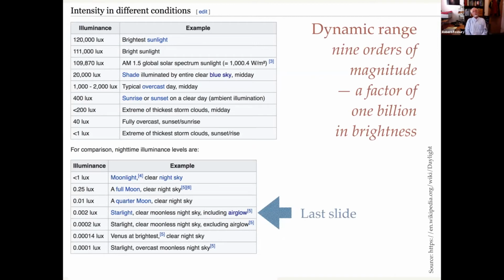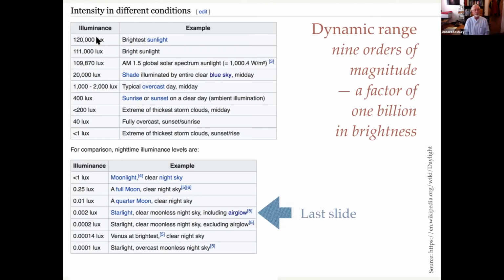The other thing we have to remember about daylight and nightlight is there's a huge dynamic range. There's a huge range in brightness from the brightest sunlit scene that we see, 120,000 of these units here. The lux unit, photometric units are a nightmare. I won't explain what they are in any detail, but a lux unit is a unit that's tailored to our visible spectrum range.